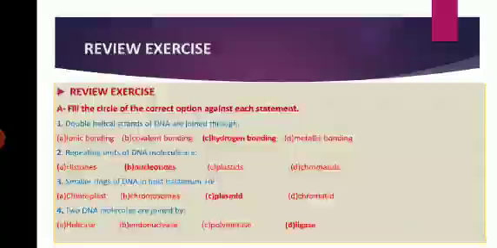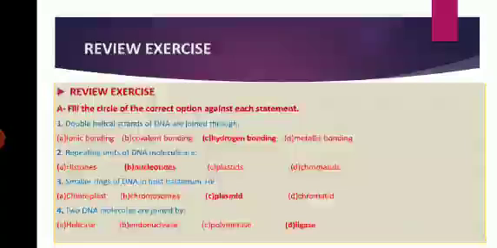MCQ number 2: repeating units in DNA molecules are histones, nucleotides, plastids or chromatids? The right answer is option number 2, that is nucleotides. MCQ number 3: smaller rings of DNA in host bacterium are chloroplast, chromosomes, plasmid or chromatids? The right answer is option number 3, that is plasmid.